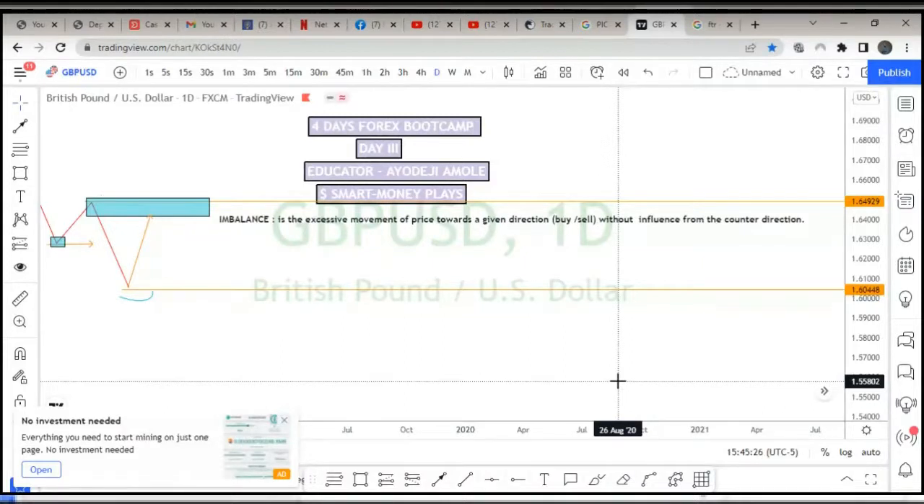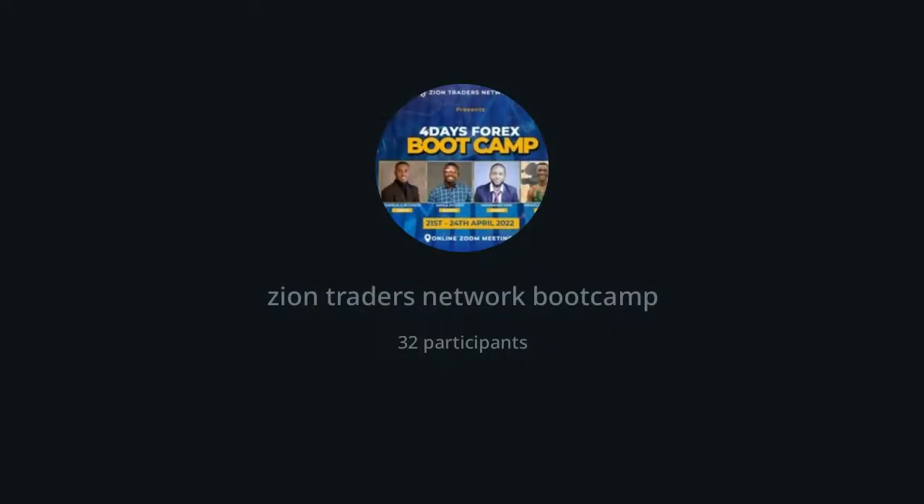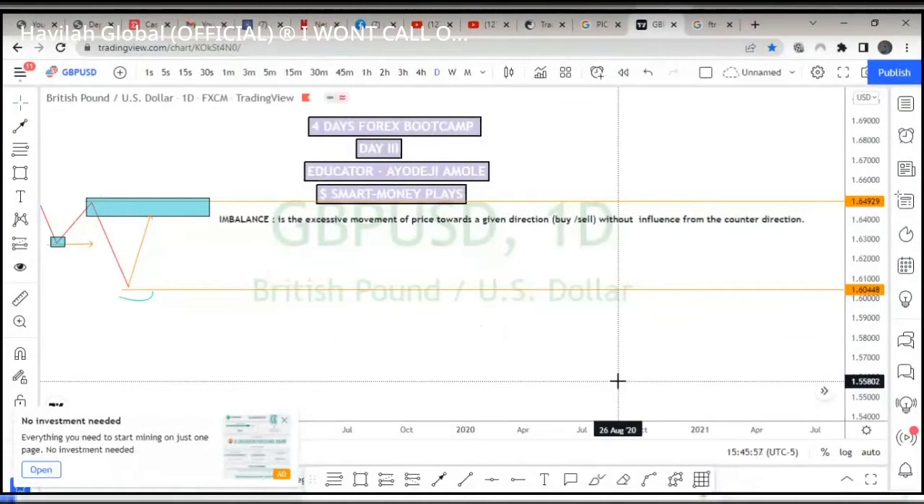It simply means excessive movement of price either to buy or to sell. If price is buying in a way that there is no influence from the sell orders, or if price is selling excessively, to the extent that no influence from the buy orders will be able to stop it. Do you understand? This is what they call imbalance.